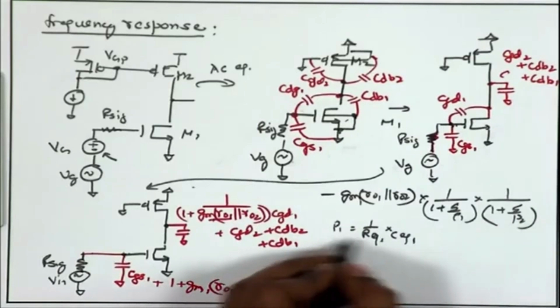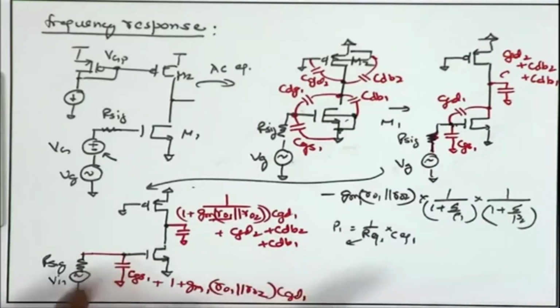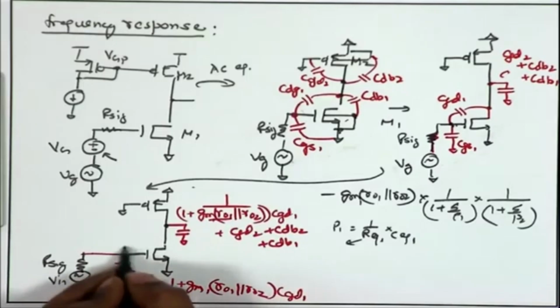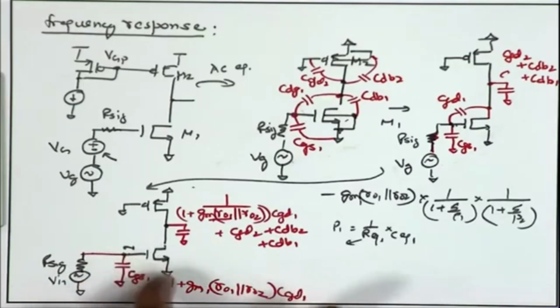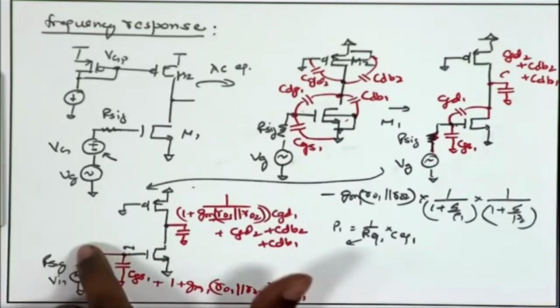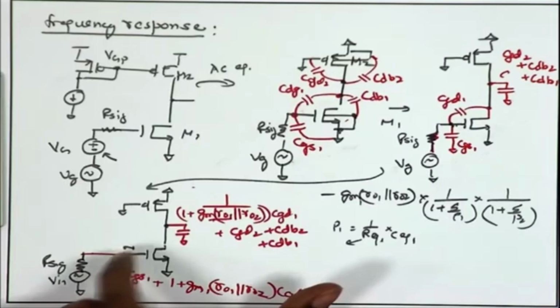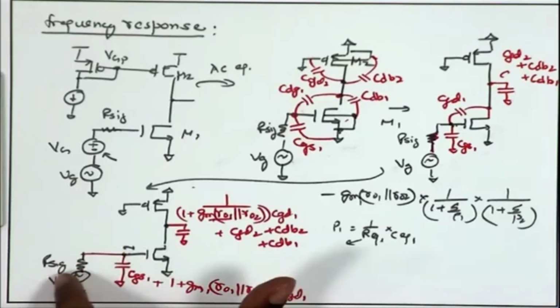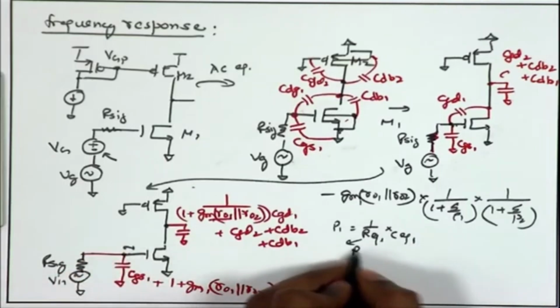So, what is the R equivalent 1 between this node and AC ground? Looking into the gate, the MOSFET has infinite impedance ideally. So, infinite small signal resistance looking into the gate. On the other side, we have small signal resistance equal to R signal, that is between the gate and the AC ground. So, I can just say this is going to be R signal.